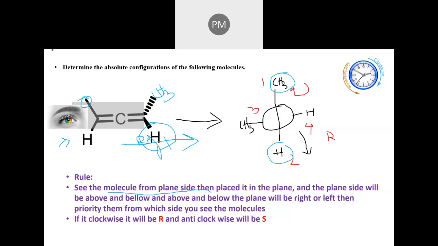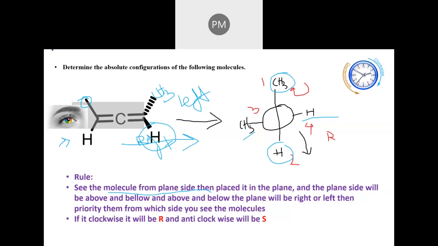This one is on the right side, and CH3 will be on the left. So if we place hydrogen on the right and CH3 on the left, you have already placed this one. Now we have to assign priority. We have already given this first and second priority. For this one, this will be third and this will be fourth priority.